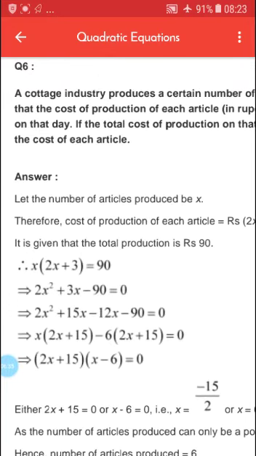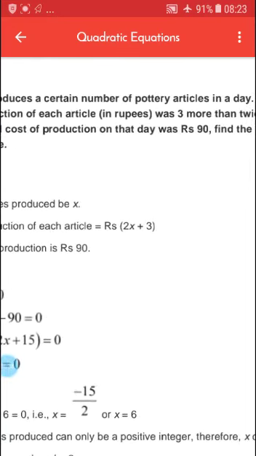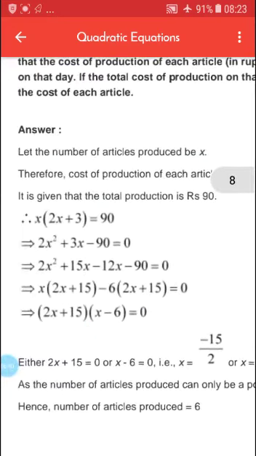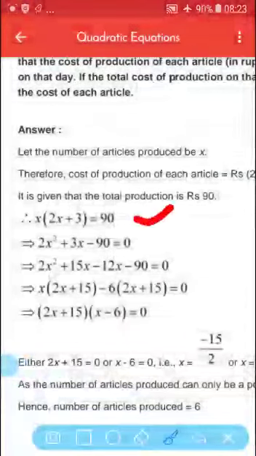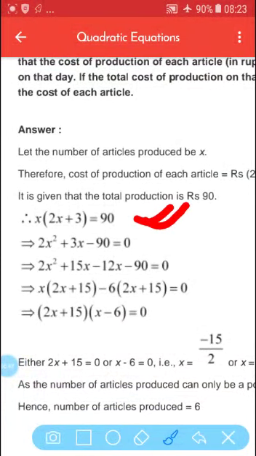So let the number of articles produced be how much? X. So cost of production of each article is 2x + 3. Now according to the question, it is given that the total production cost is how much? Rupees 90. So let us write according to the question, x(2x + 3) = 90. Just do 2x² + 3x - 90 = 0. And after solving, how much are we getting? (2x + 15)(x - 6).